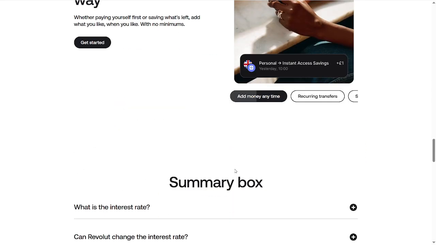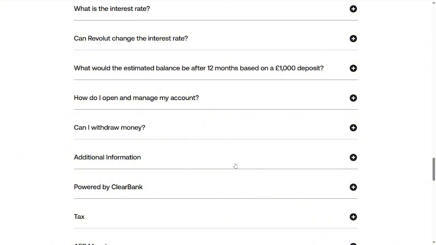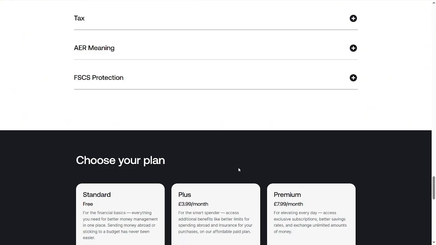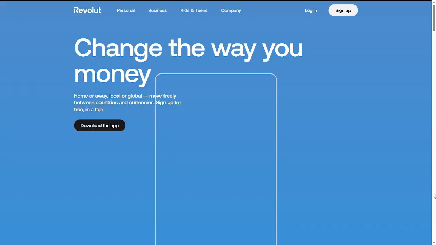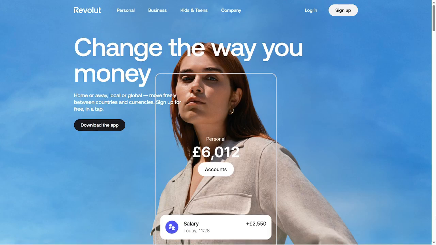Either way, both platforms prove that small and medium enterprises today have more power than ever to manage global money smarter, faster, and on their own terms.